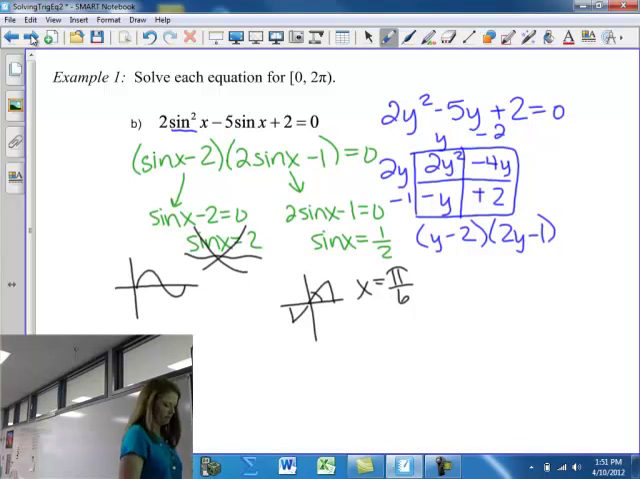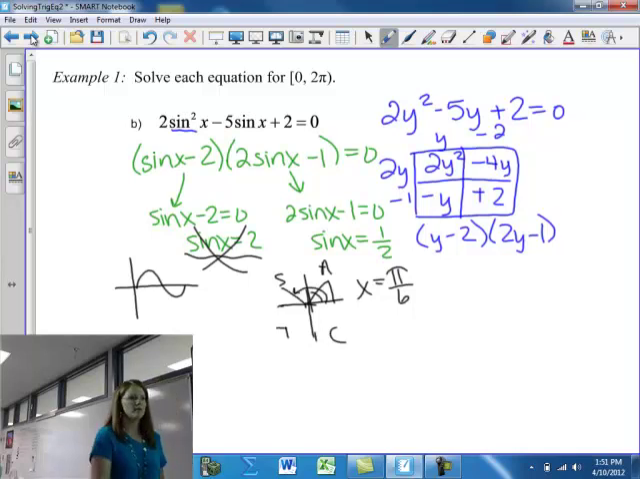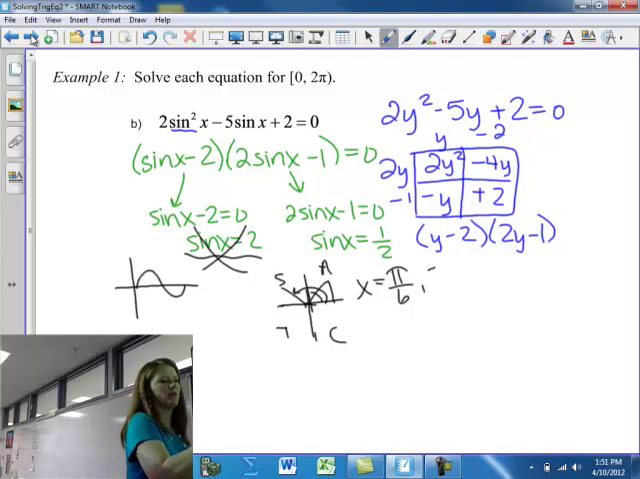Not the second. Oh, I'm sorry. I hate it when he's right. Oops. I guess it is a sine, isn't it? So back to All Students Take Classes. In the second quadrant, we have a positive sine way over there. 5 pi over 6. 5 pi over 6.